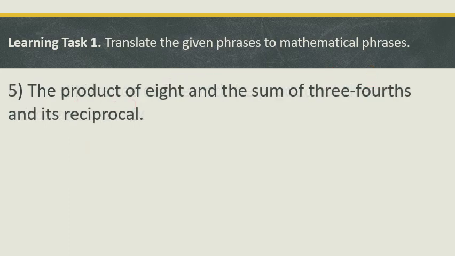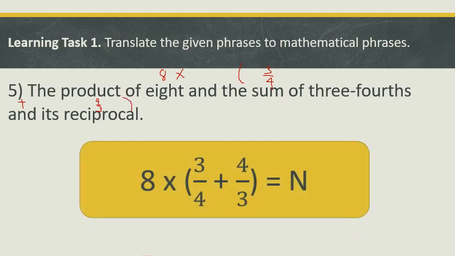Number 5, the product, so multiplication ulit, 8 times the sum of 3/4 and its reciprocal. Ano nga po yung reciprocal? Ito ay plus ha. Reciprocal po ay kabaliktaran nitong ating fraction. Kung alin ang numerator dito, magiging denominator at yung denominator dito, magiging numerator. Yung 3/4, ang reciprocal niya is 4/3. Kaya siya magiging ganyan: 8 times the sum of 3/4 and 4/3.